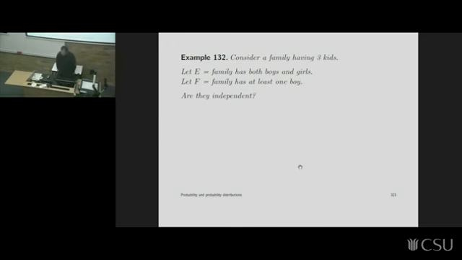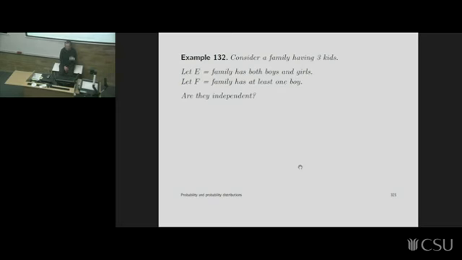So this is a case where it may not be immediately obvious. You've got 2 different events. You've got kids in a family, you've got 3 kids. One possible event is you have at least one boy and at least one girl, essentially. You've got boys and girls. And the second one is you've got at least one boy in the family. Are those 2 events independent?